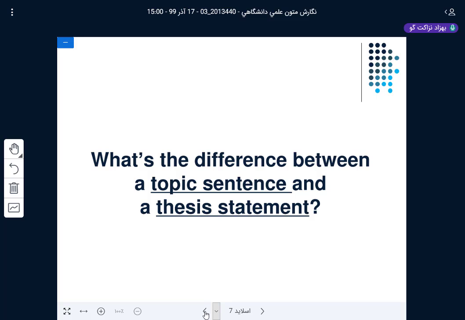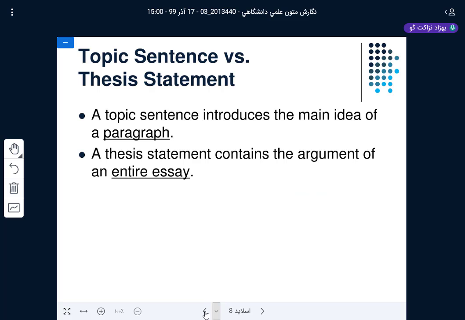I think I talked about the topic sentence. I told you a well organized paragraph supports and develops a single controlling idea, which is expressed in a sentence called the topic sentence. But this topic sentence is somehow different from the thesis statement, and let's see what the differences are. A topic sentence introduces the main idea of the paragraph. This is the point you make in a paragraph, so you have to verify this point with some supporting sentences. In a single paragraph, we have one main idea, the gist of the paragraph. But a thesis statement contains the argument of the entire essay.